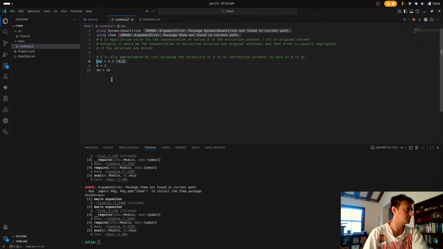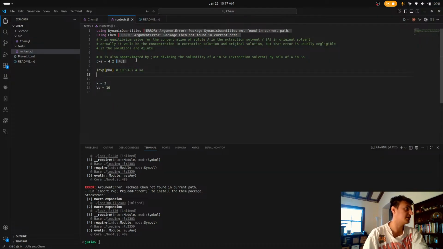What? Oh, you know what happened? It doesn't default to the right thing. Why wouldn't it default to the current? Anyways, what we want is inv p of pKa, and that's going to be 10 to the minus 4.2. And this tells us the Ka.